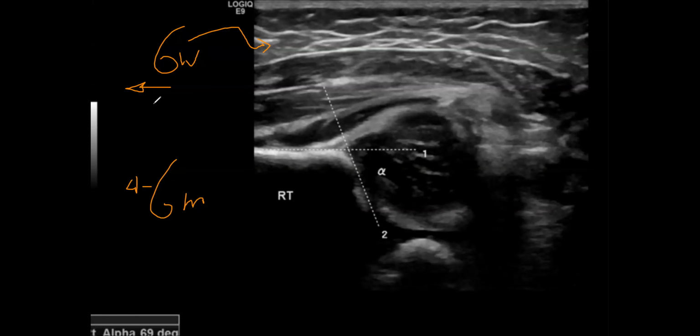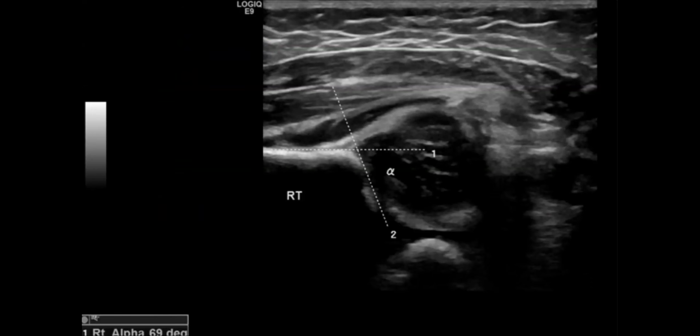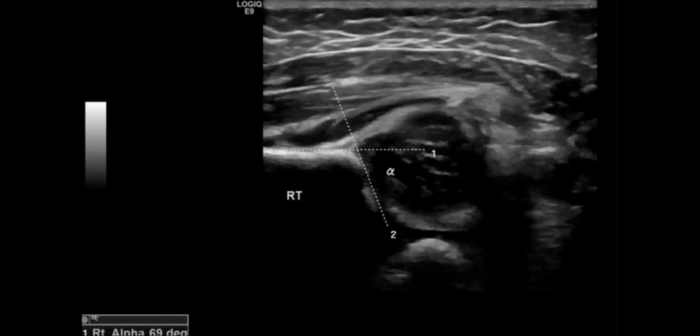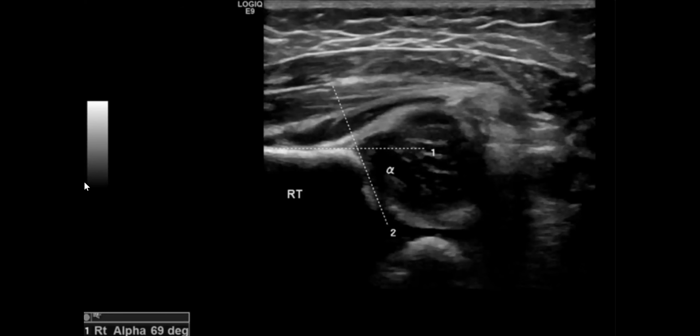Now another case, a 2 months child. Okay, this is the normal side, and this is the abnormal. Starting with the normal side. I have been presented with selected ultrasound images of the hip joint.